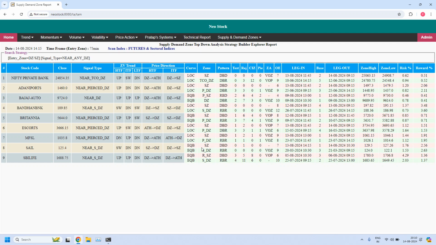And we have one more. Sale is also having a high liquidity demand zone and it is a fresh zone. So again you need to look for a fresh fine tuned 5 minute zone.